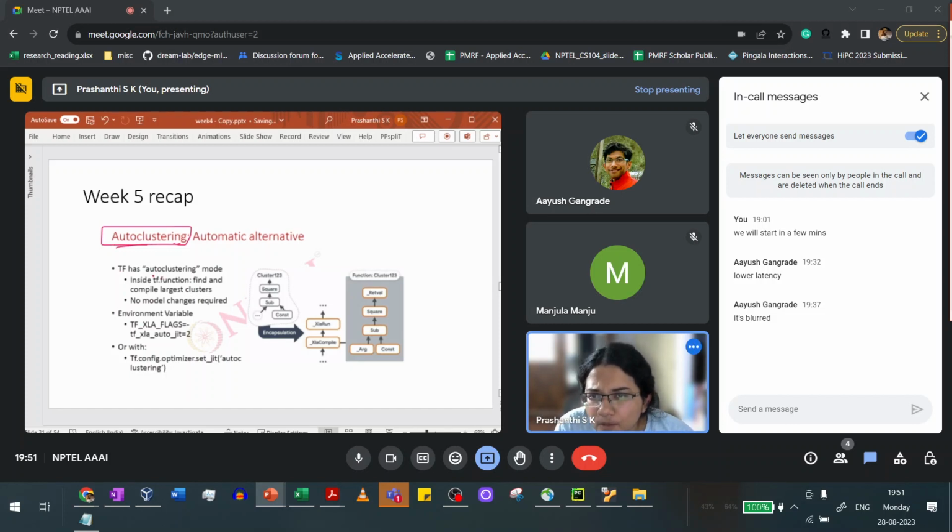So what does auto clustering do? It finds and compiles the largest cluster, and you as a user don't need to make any change, right? All model changes are handled by TensorFlow's auto clustering. All you need to do is have this environment variable set, or you can do tf.config.optimizer.set_jit auto clustering. As simple as that.